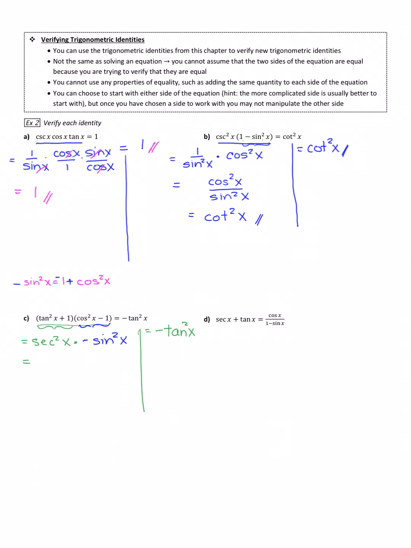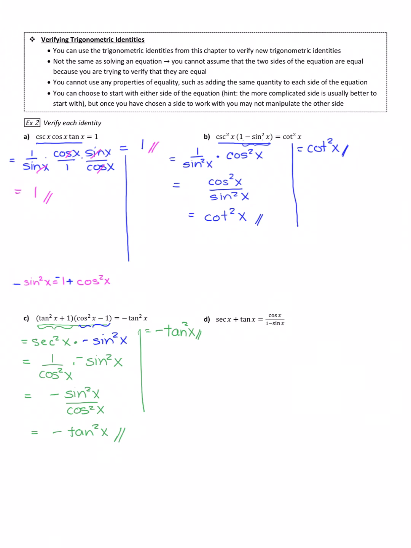Now I'm going to turn everything into sine and cosine. So secant squared is the same thing as 1 over cosine squared times negative sine squared x. Write that as 1 fraction here. And sine over cosine we know is tangent squared, and there's that negative that we needed to make those two the same. Okay? Whew. All right. Now we have secant x plus tan x equals cosine over 1 minus sine.